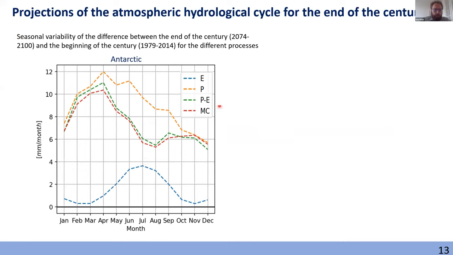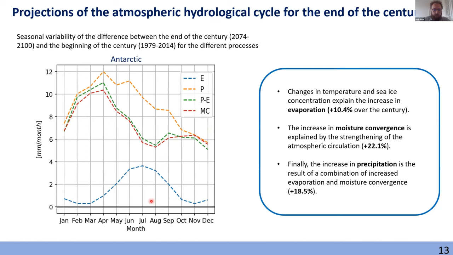And what we see on this figure, that is the time series of the difference, and there is only positive difference, we will have an intensification of the hydrological cycle. This is mainly which occur mainly during the winter for the evaporation. This is due to the large decrease of the sea ice during winter, and we have an increase about 10.5%.